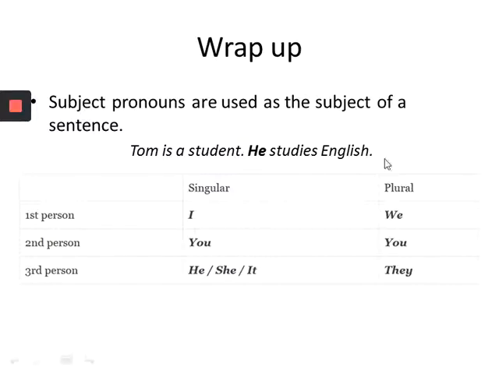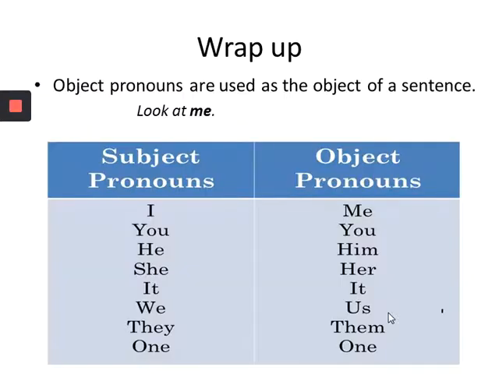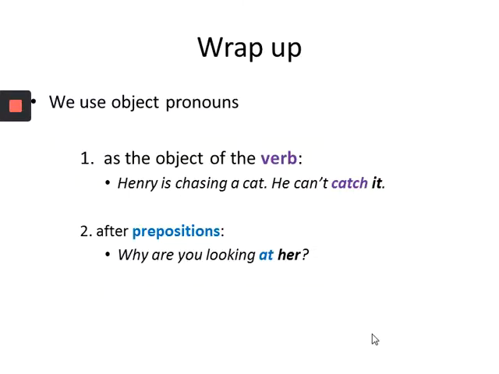Now, over here, I've given you a chart of the first, second, and third person in singular and in plural. Look at it carefully and observe. Object pronouns are used as the object of a sentence. Look at me. Now over here again I've given you a chart. These are the same subject pronouns that I gave you, and their object pronouns are given right in front of them. I would like you to pause the video and observe.